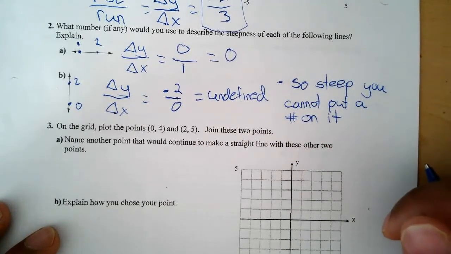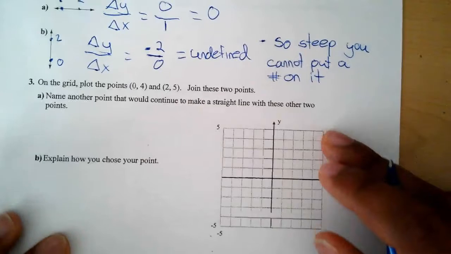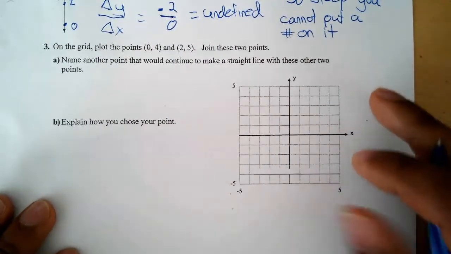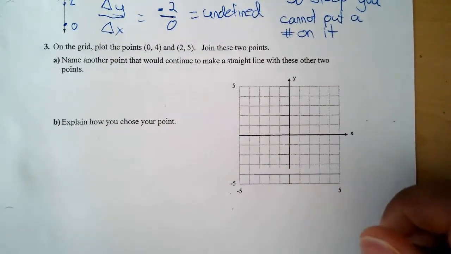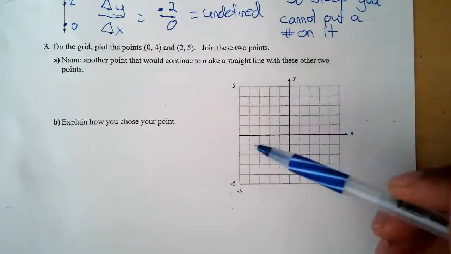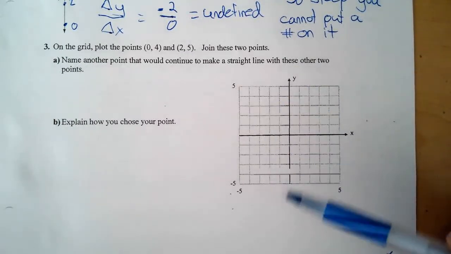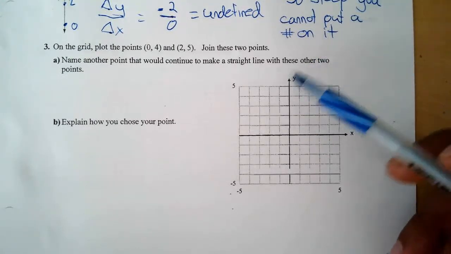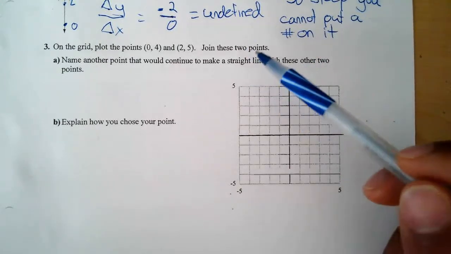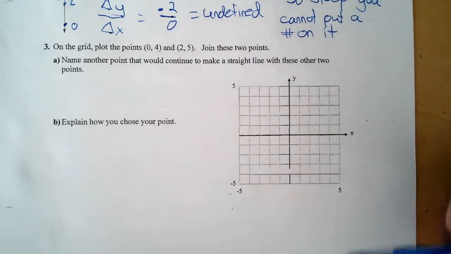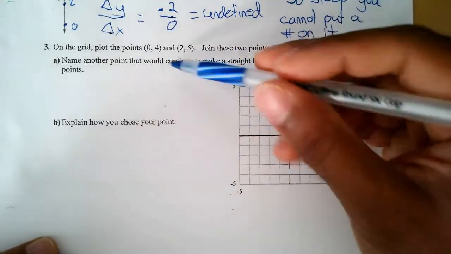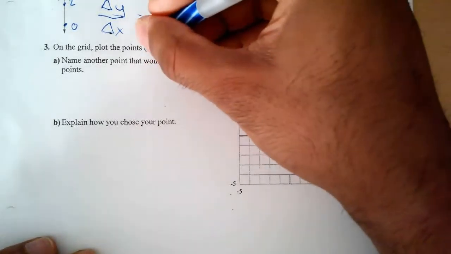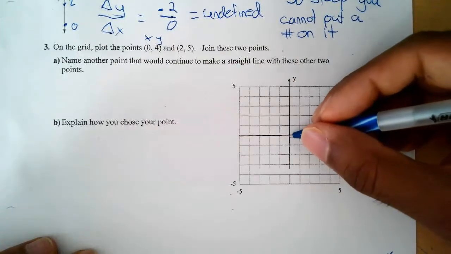Okay, good. So number 3, on the grid, plot the points (0, 4) and (2, 5). Also note, make sure you have graphing paper because when you're doing your homework, you have these little small grids, so you might as well just use graphing paper so you can create your own grids easily. Join these 2 points. Okay, so we're going to write them out. (0, 4) is the first point. Again, the x is the first number, y the second number, 0 here.